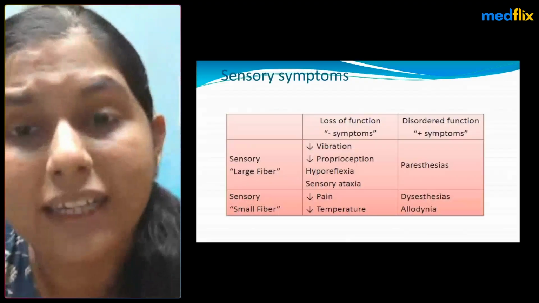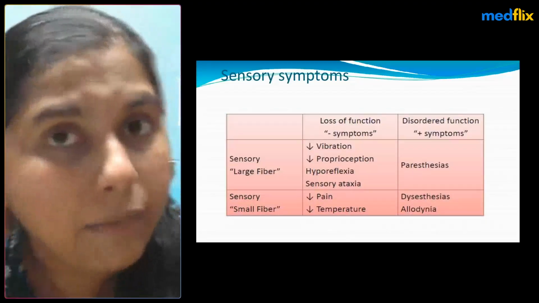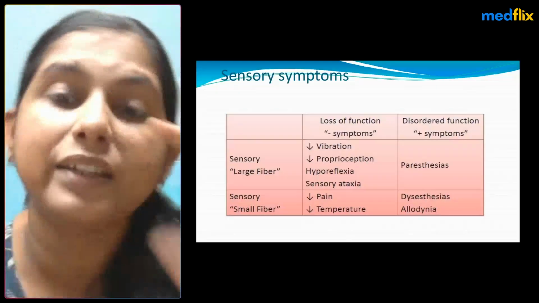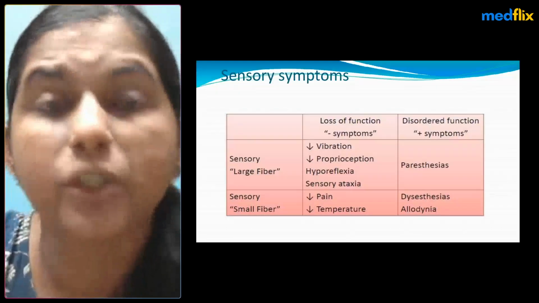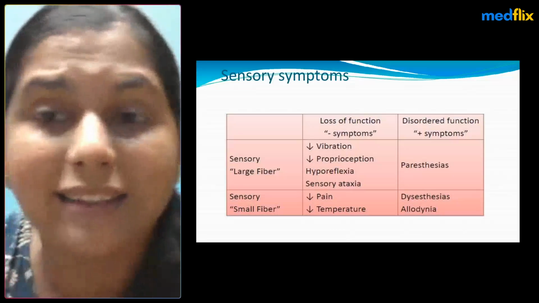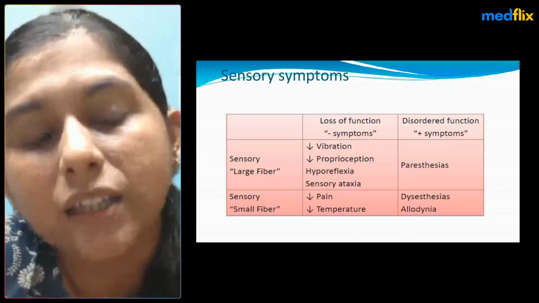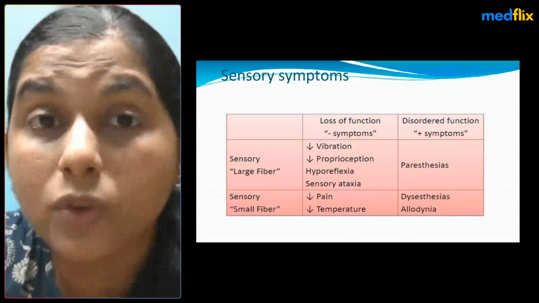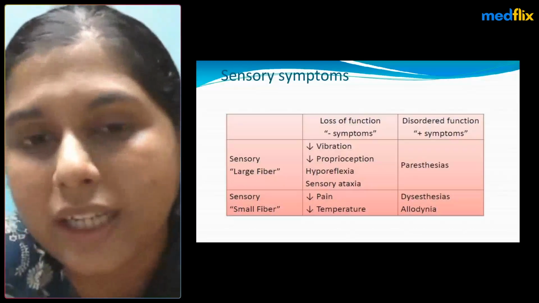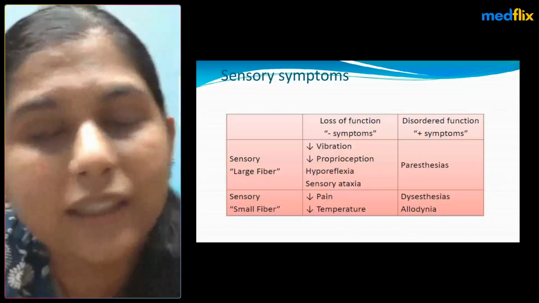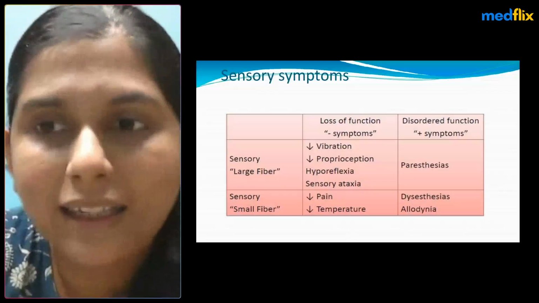So we can divide them into loss of function and disordered function, and again into sensory large fiber and sensory small fiber. The loss of function will be loss of vibration sense, loss of proprioception, hypo or areflexia, and sensory ataxia, while the positive signs would be paresthesias. While in the small fiber, it would be reduced pain and temperature, while patients have severe dysesthesias and allodynia. And in fact, small fiber neuropathies are some of the most painful types of neuropathies that there are.